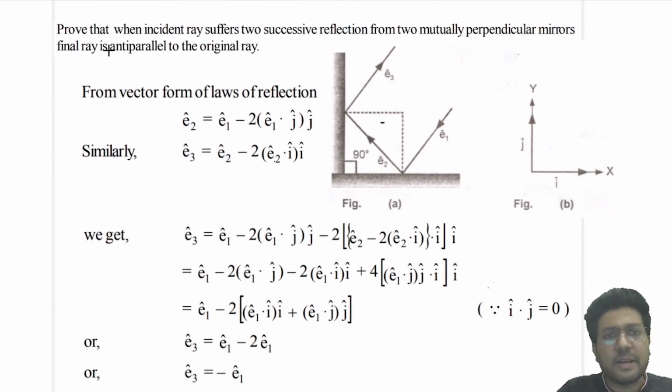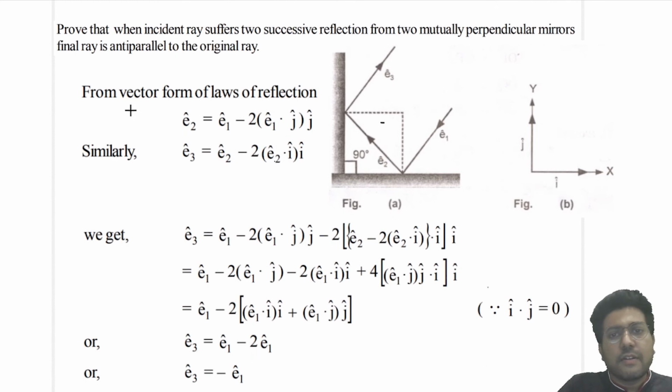For example, here: prove that when an incident ray suffers two successive reflections from two mutually perpendicular mirrors. So these are two mutually perpendicular mirrors. The first mirror surface is along the x-axis and the second mirror surface is along the y-axis.